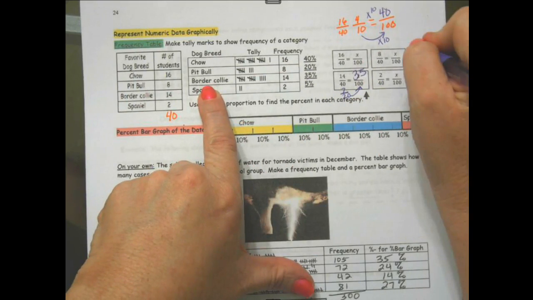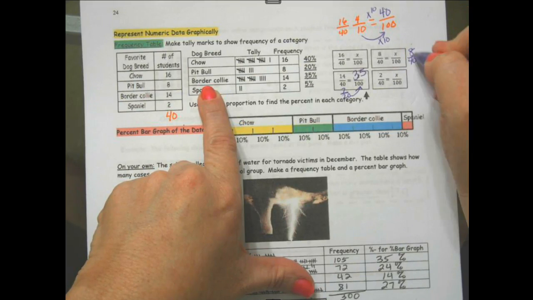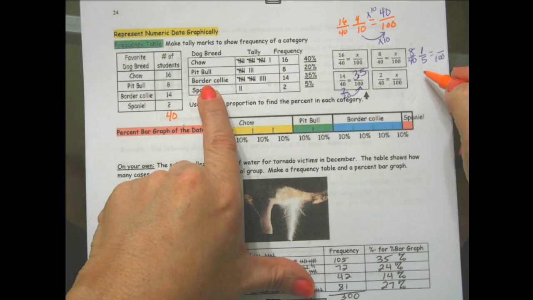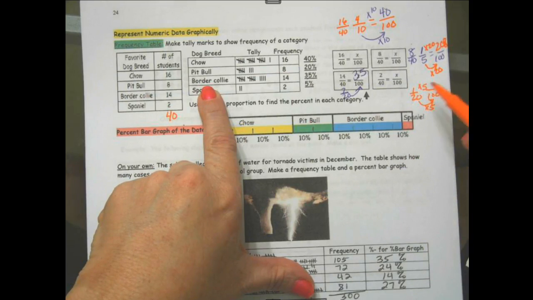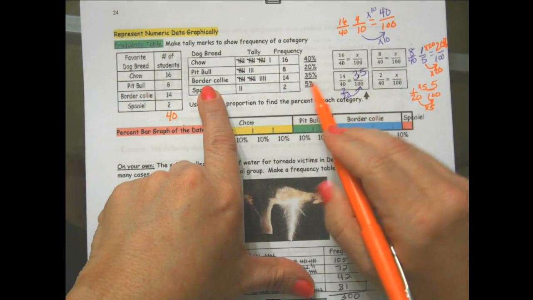Here, 8 over 40. I can divide both of them by 8. I'm going to get 1/5. How does 5 go to 100? Times 20. Whatever you do to the bottom, you have to do to the top. Times 20, 20%. Now you can see how they got their percentages. This will be 1/20. 20 times 5 is 100, so 1 times 5 is 5, so this is 5%.